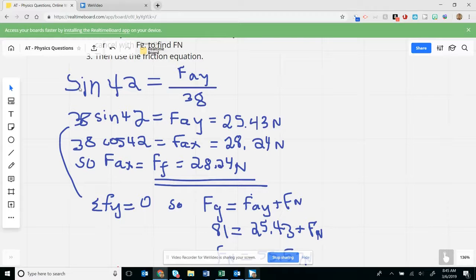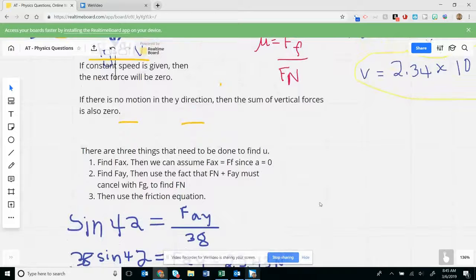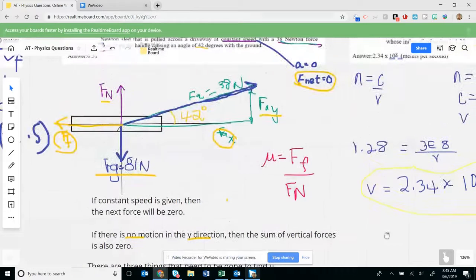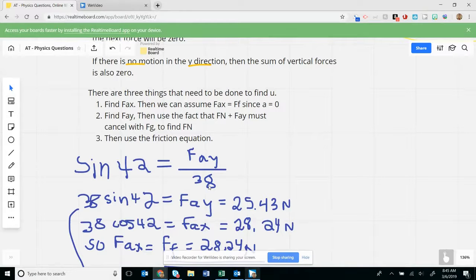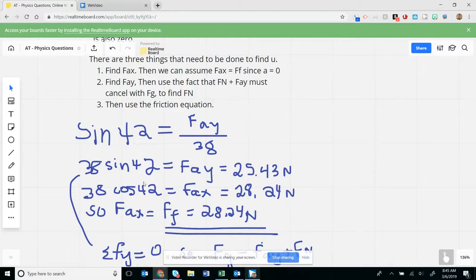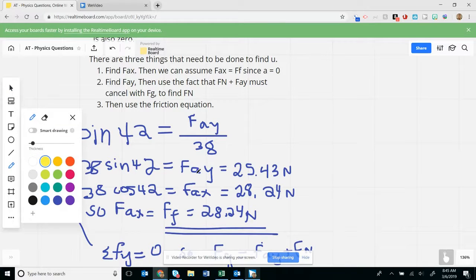If I go back to just that simple trig function of sine, it is opposite over hypotenuse. And if I go back to my diagram, here's my angle of 42 degrees. Opposite would be FAY, hypotenuse would be 38. So I'm using that trig function to say opposite over hypotenuse, or FAY over 38. When I bring the 38 over to the other side, I can easily find that value. So I know right here, FAY is 25.43.